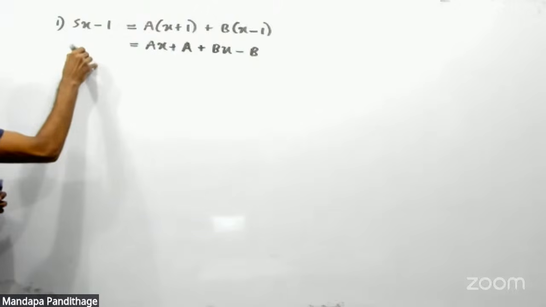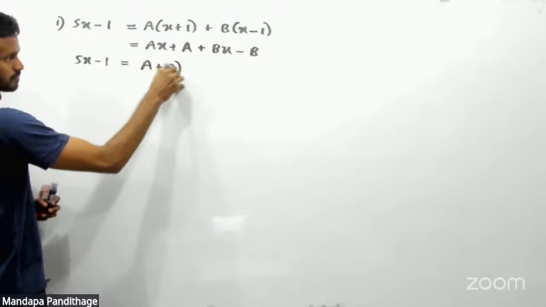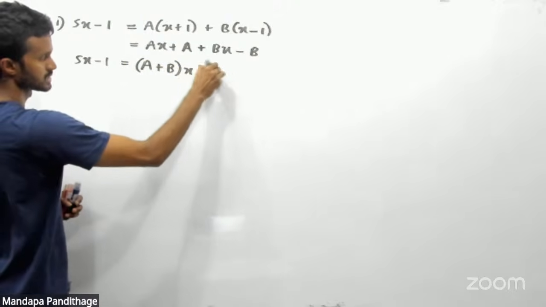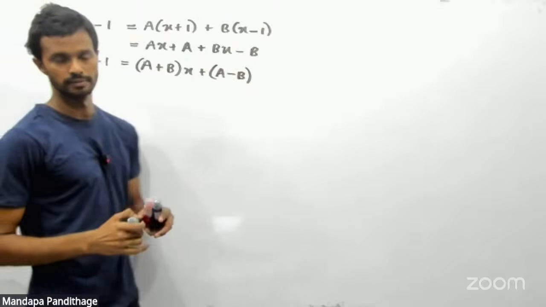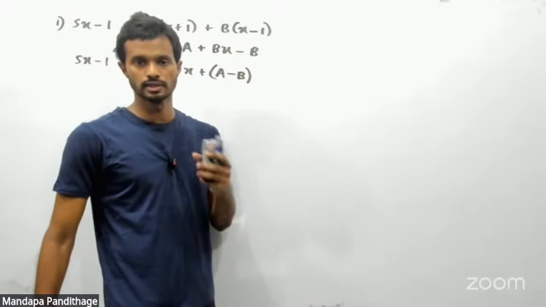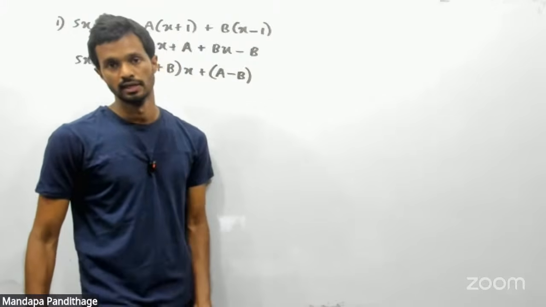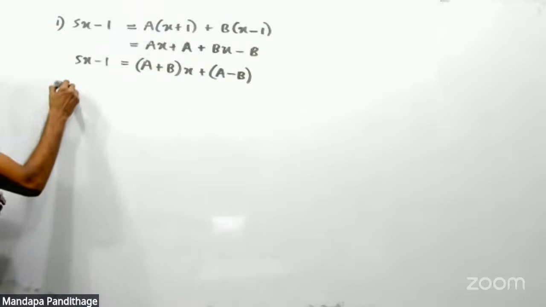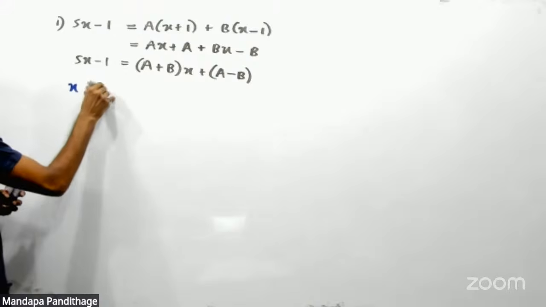Now you can rearrange this: 5x minus 1 is equal to (a plus b) times x plus (a minus b). So first, when you are comparing coefficients, you need to rearrange the polynomials such that you can clearly say what the coefficient is. Now I get x. What is the coefficient of x? It's a plus b here.